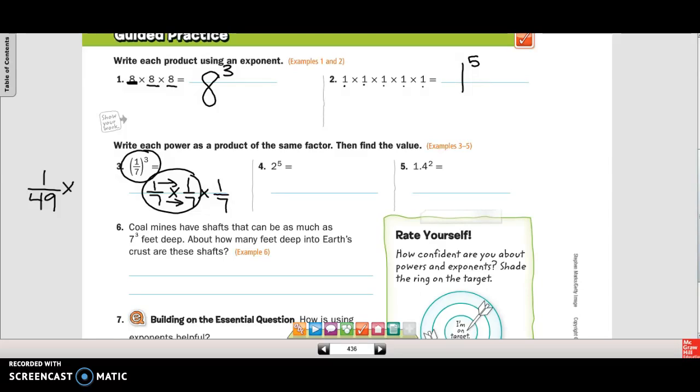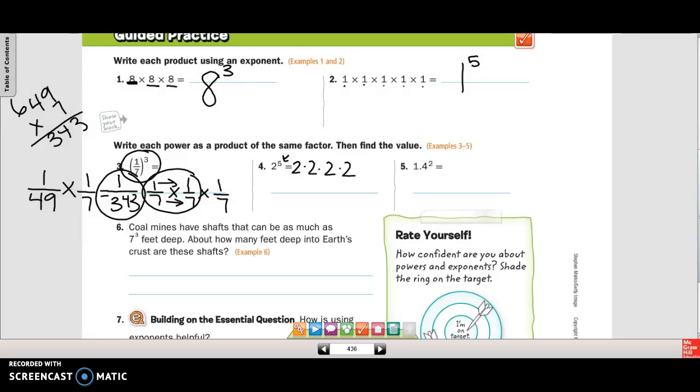So I get 1 over 49. And then I need to times it by 1/7. So I still get 1 on top. I need to do 49 times 7. We get 1 over 343. Our next one, we have a whole number. This little guy right here says we're going to write it 5 times. So 2 times 2 times 2 times 2 times 2.